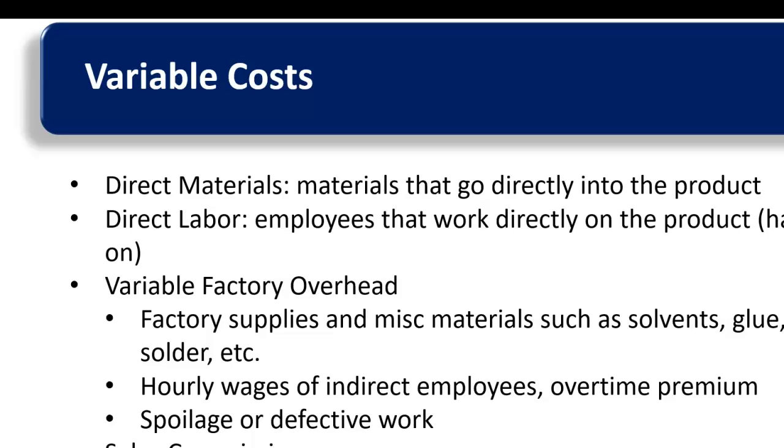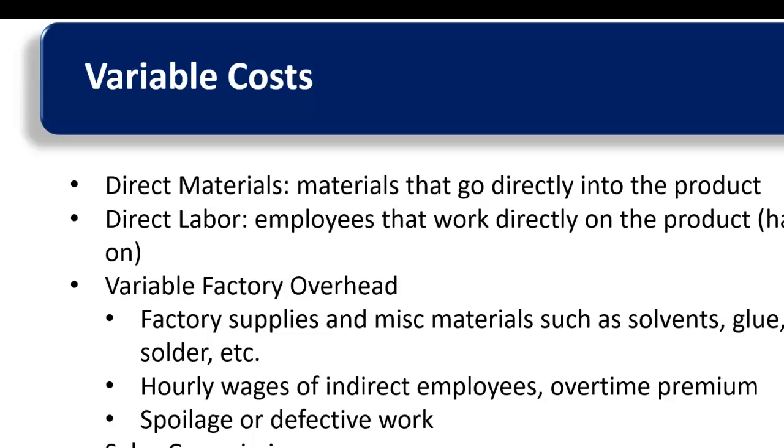Variable factory overhead. There's a component of factory overhead that is variable, that changes as volume increases. Examples of these are factory supplies and our miscellaneous materials, our glue or our thread. As we produce more products, we're going to be using more glue or thread. We may be also using more supplies like cleaner to clean the equipment more often as we produce more items.